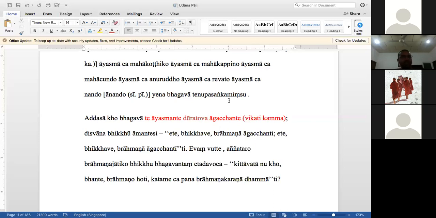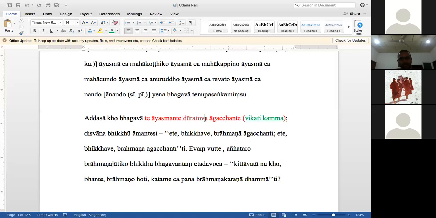These venerables have become the ones who are coming, who are approaching the Buddha. So they consider it as Vikati Kamma. For me, it's very difficult to explain how it is a Vikati Kamma, but this is how traditionally they are explaining. So then, according to that, the Duratova.